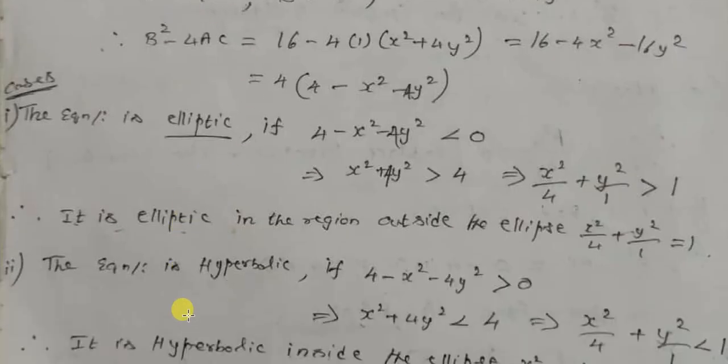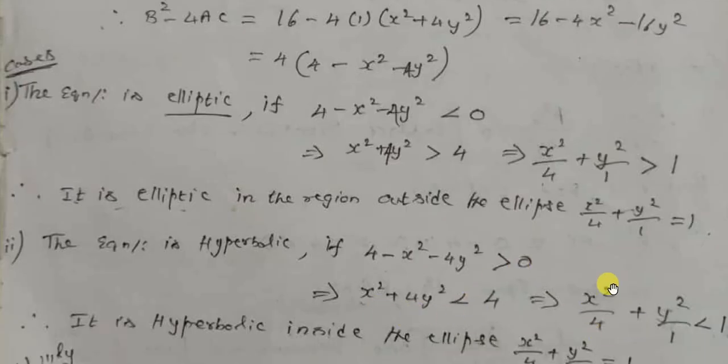So the given equation is classified as elliptic in the region outside the ellipse, x squared by 4 plus y squared by 1 equal to 1. So in the exterior of the elliptic region, the given equation is classified as elliptic. Next I'm classifying the given equation as hyperbolic. If it's supposed to be hyperbolic, I should have this condition as b square minus 4ac greater than 0. So take this expression and put greater than 0, then bring these two terms to the other side and rewrite it. Bring this 4 to the other side.